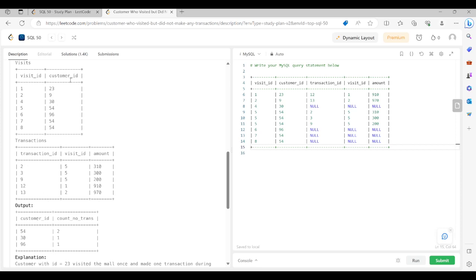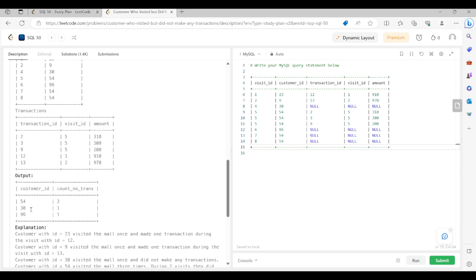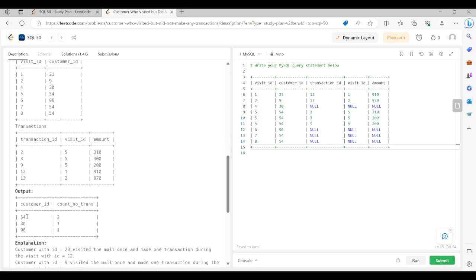So we have to find the number of customers, grouped, that visited but did not make any transaction. Like customer ID 54 visited twice and did not make any transaction, while 30 also visited just 1 store and didn't make a transaction, while 96 also visited 1 store and didn't make a transaction. 54 visited 3 stores and made transactions from only 1 store and did not make any transaction from 2 stores, so we return them.